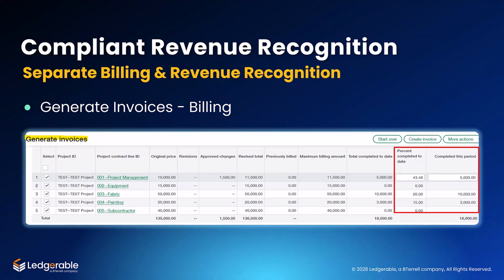And based on those inputs, the system calculates how much should be billed for that cycle. So this is really where you see the difference. The contract defines the total revenue, but billing is driven by project progress or activity. And by separating the two, the system gives you much better control and visibility over both.